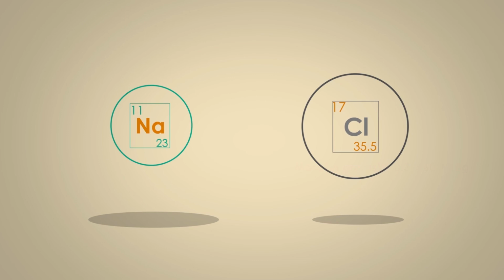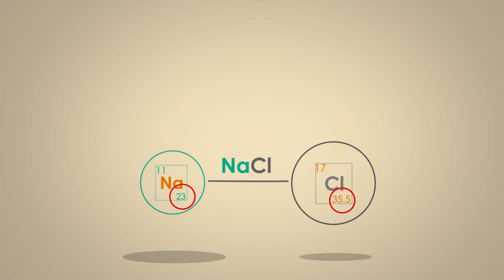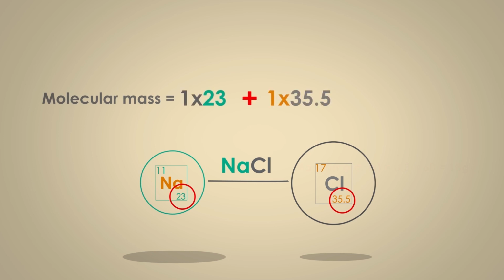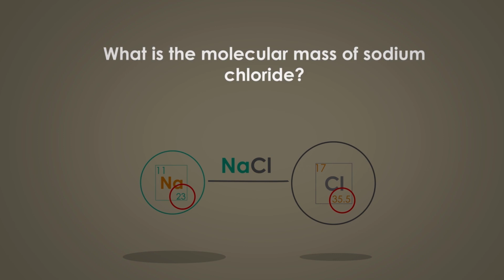The molecular mass of a compound is found by adding up the atomic masses of all the elements that make it, multiplied by the number of times each atom appears. For sodium chloride, NaCl, this is 1 each, so the molecular mass is 1 times the Ar of sodium, 23, plus 1 times the Ar of chlorine, 35.5. What is the molecular mass of sodium chloride? Pause the video while you work it out.